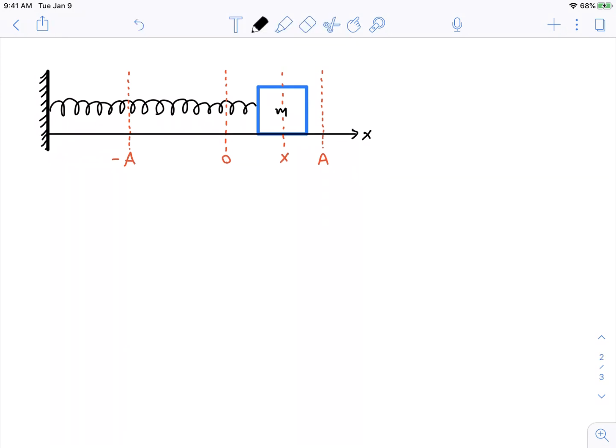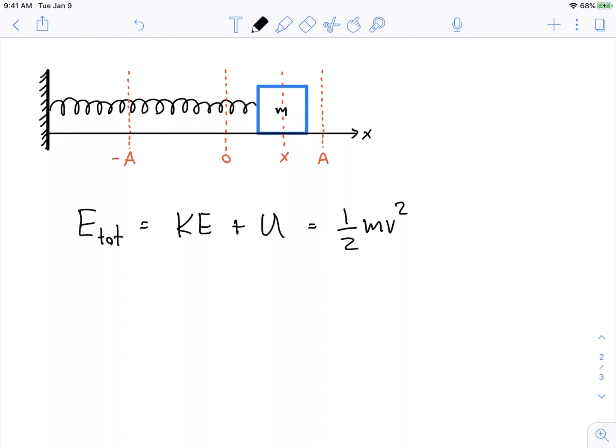The total energy at any given point is E total, equal to the kinetic energy of the system at any given point plus the potential energy at any given point. And what is this equal to? Well, the kinetic energy is equal to 1/2 mv squared, where v is the velocity of the block at any time, plus 1/2 kx squared. So this is our general form.